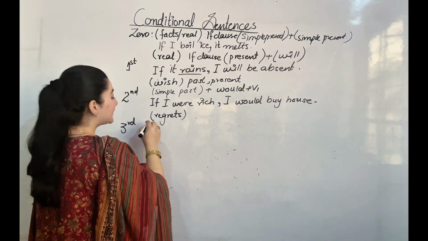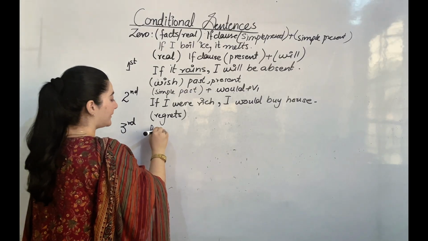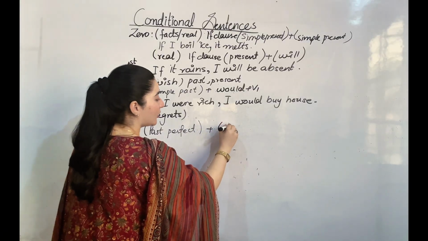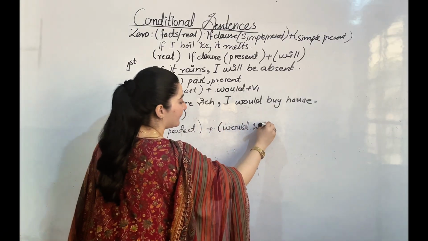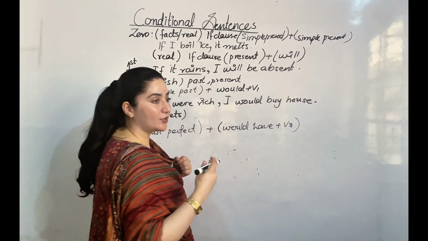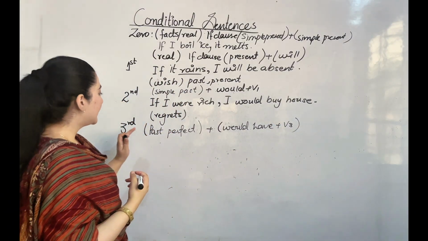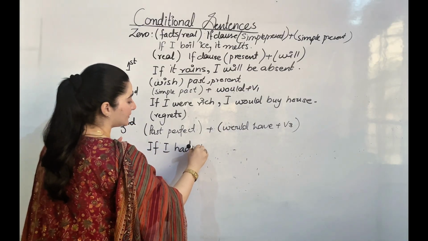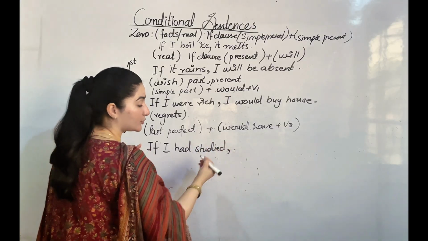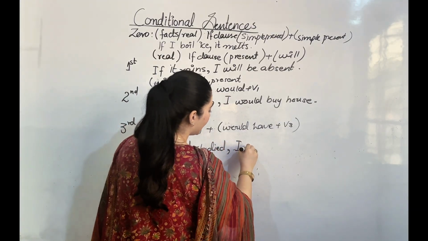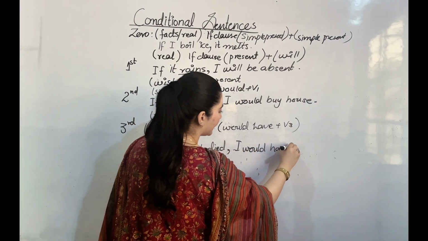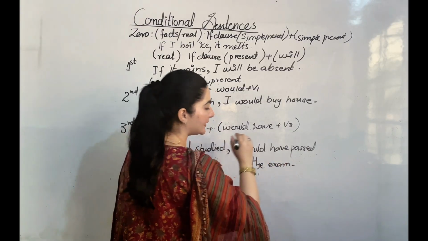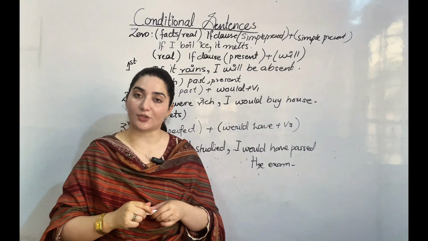Then we have the third conditional, which is most of the time used to talk about regrets, pachtawa, right? The third conditional uses past perfect. The if clause will be in past perfect and the main clause will be written with would have plus third form, which we call the past participle. Say, if I had studied, कि अगर मैंने पढ़ा होता, तो क्या होता? I would have passed the exam. अगर मैंने पढ़ा होता तो मैंने एग्जाम पास कर लिया होता, right?